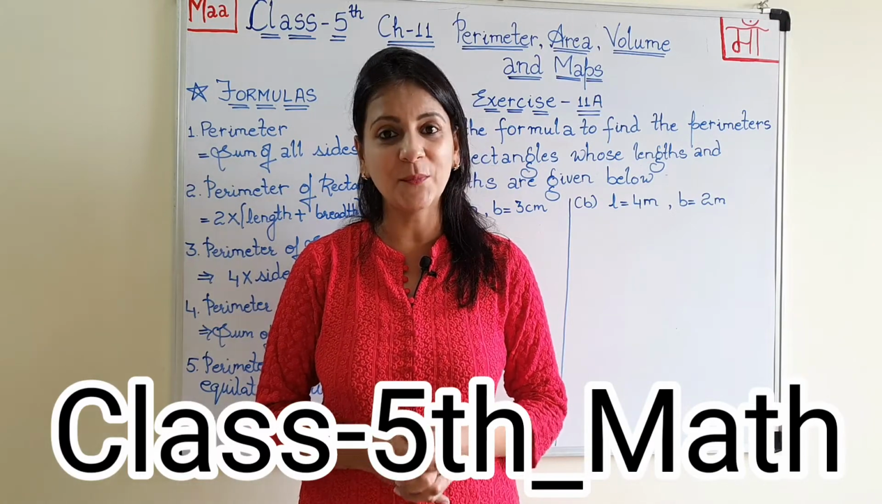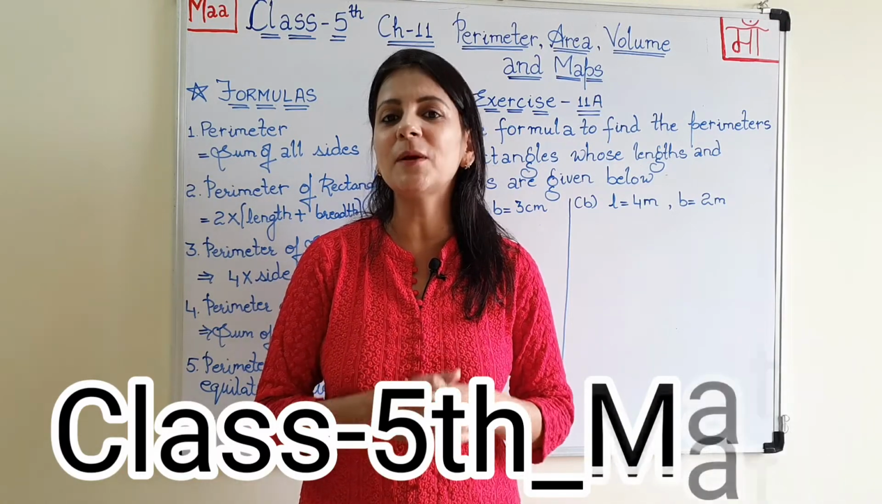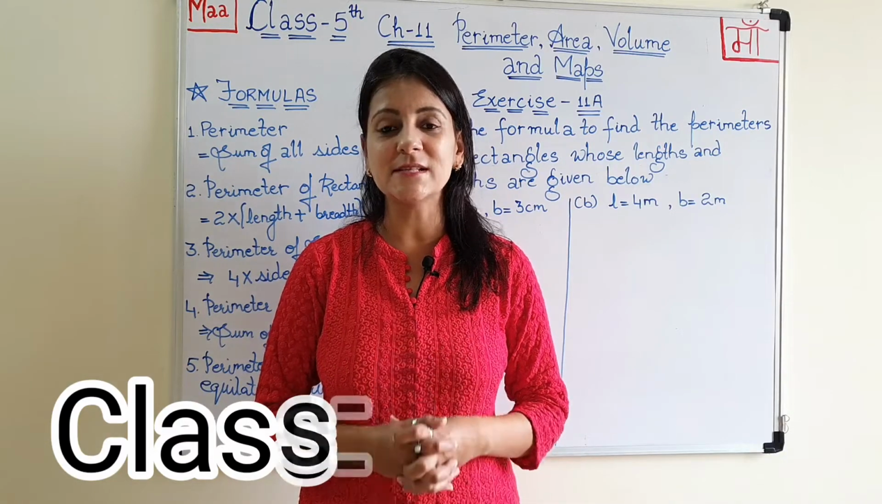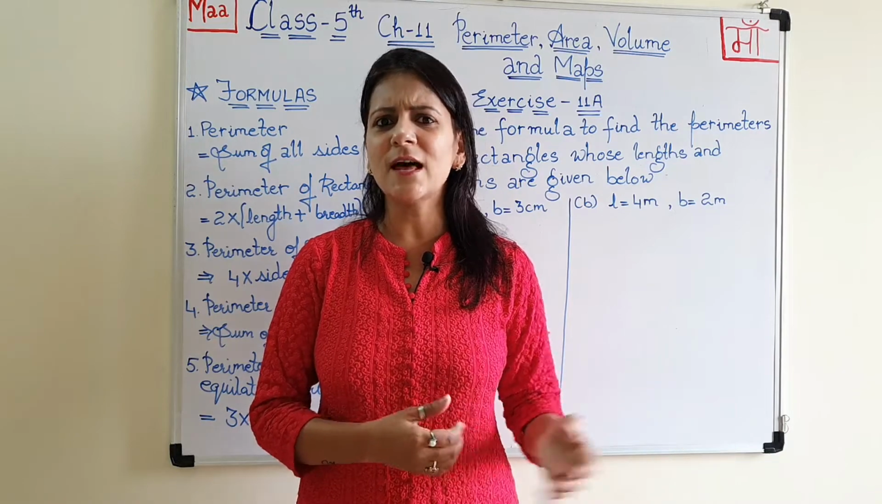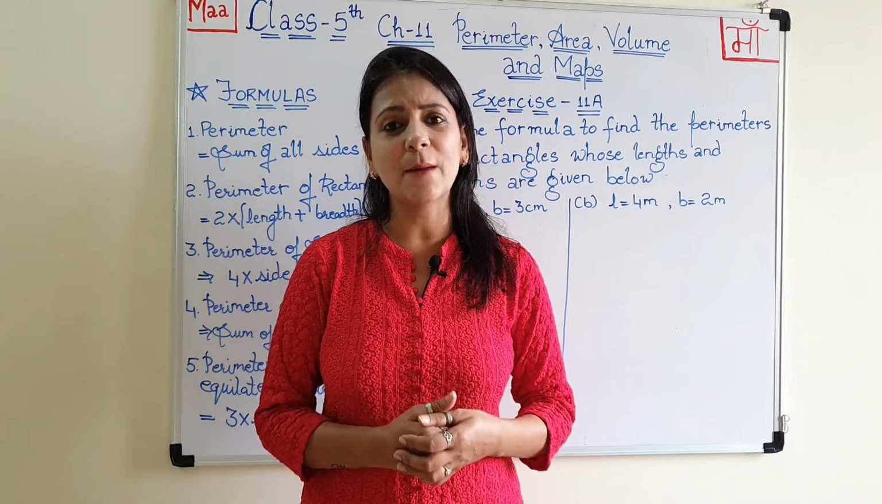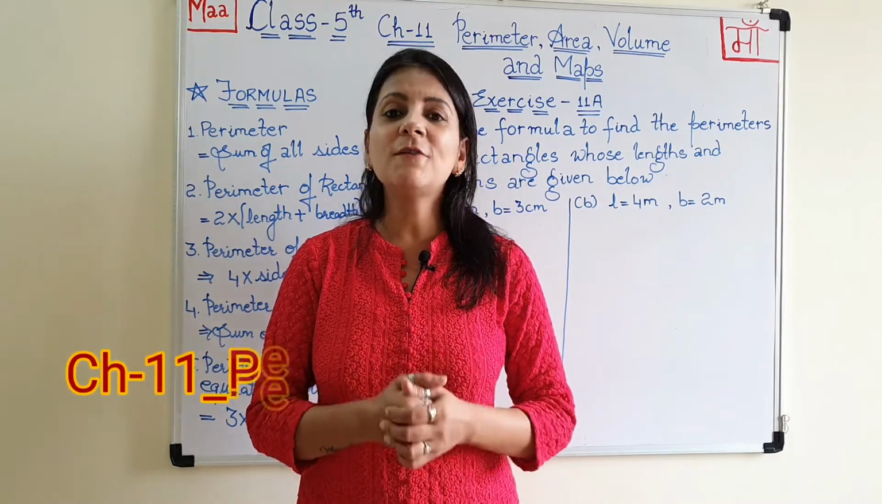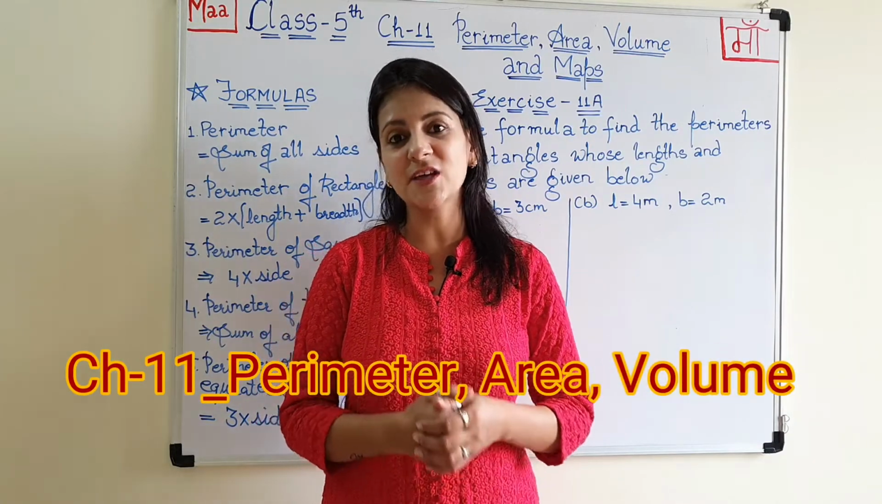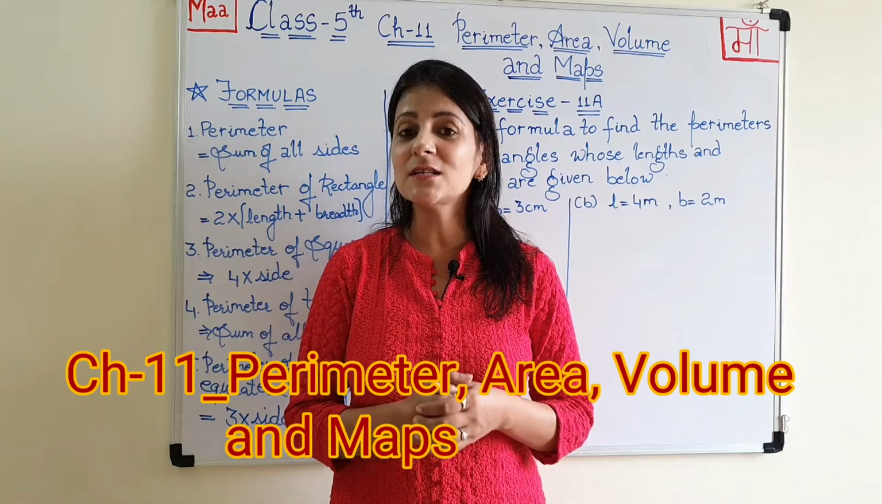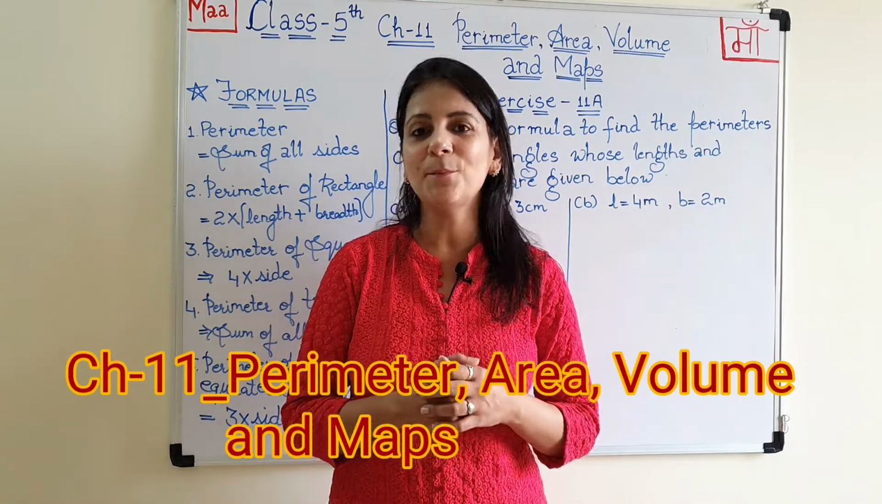Till now we have completed 4 chapters of our maths book: chapter number 1 large numbers, chapter number 2 fundamental operations, chapter number 3 factors and multiples, and chapter number 4 fractions. In my recent last videos I have completed chapter number 4 and now only one chapter is remaining for your half yearly examination, and that is chapter number 11 perimeter, area, volume and maps.